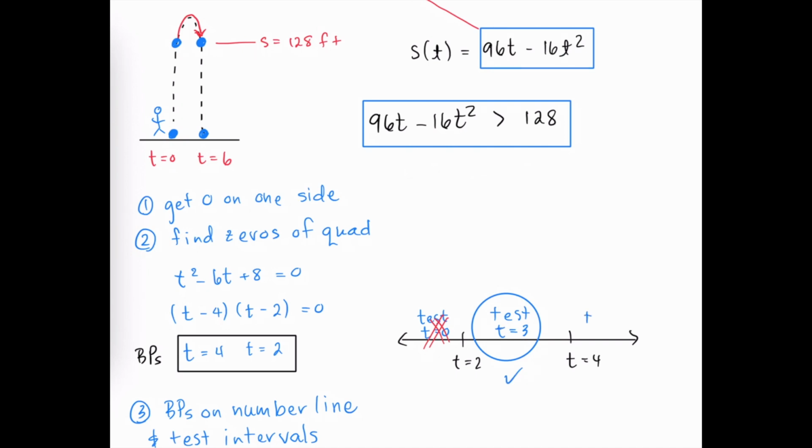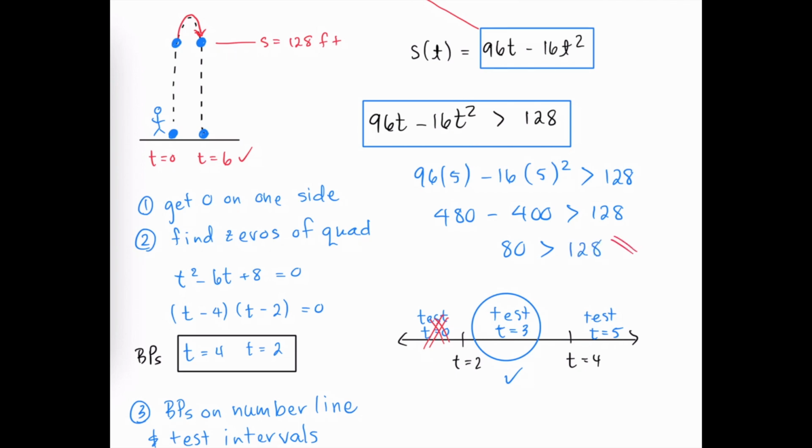Now let's choose a test representative in the last interval, and let's say t is equal to 5. Remember that the ball strikes the ground after 6 seconds, so we definitely don't want to test anything past 6. Again, our test value is plugged back into the original inequality, so we get 96 times 5 minus 16 times 5 squared, and we want to determine whether this is greater than 128. 96 times 5 is 480. 16 times 25 is 400. 480 minus 400 is positive 80, and that is not greater than 128. So this is not true, and this interval does not work.